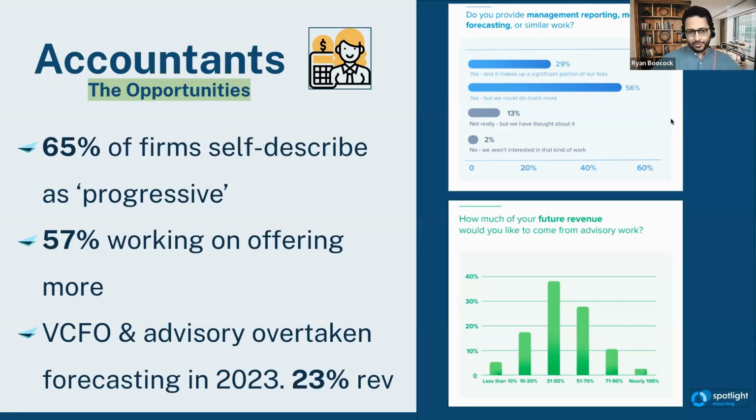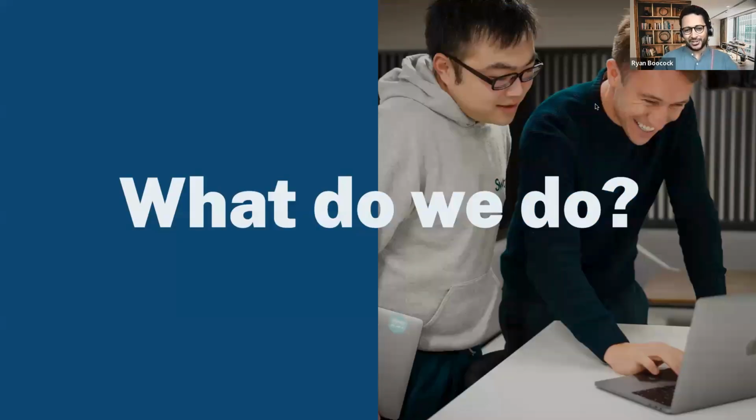So VCFO and advisory work is now making up 23% of the revenue for accountancy practices around the wealthy world. This is obviously a quick change, and more firms will be leaning into this, and more of them will be looking for an edge as well. And that, of course, is where we'd like to say we can come in too. So what do we do?